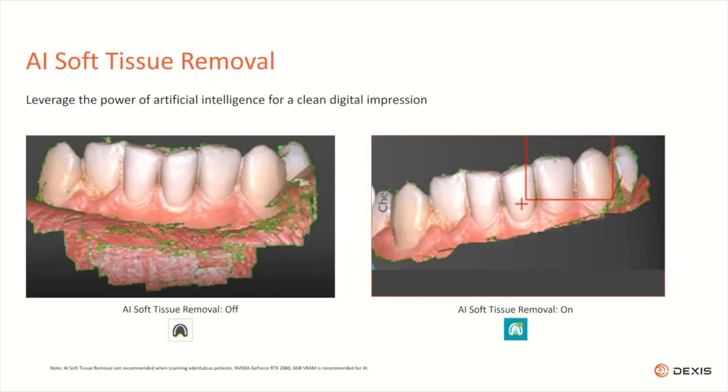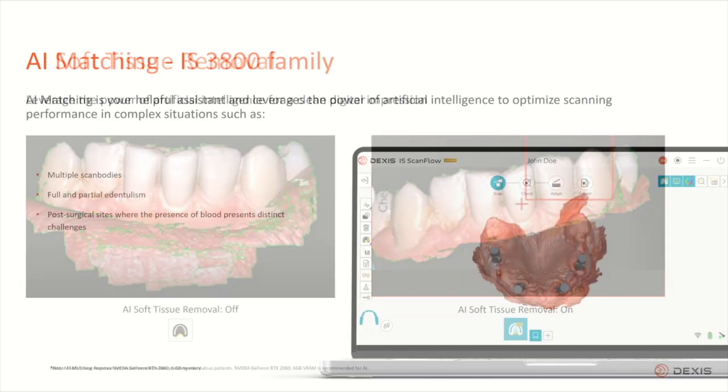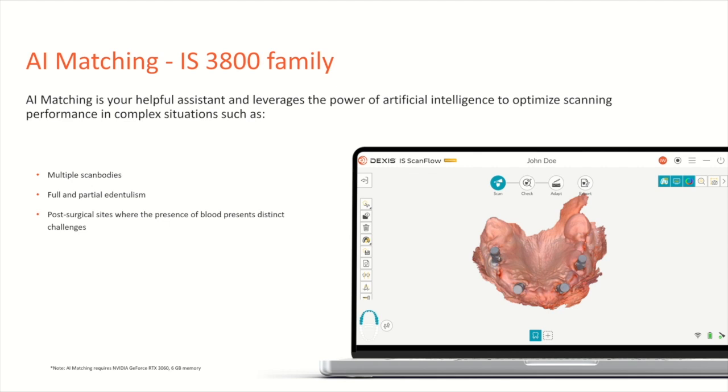Now, very shortly, about some functions that we offer in IS ScanFlow. There is AI soft tissue removal that helps to acquire scans without any areas that shouldn't be visible, such as our gloves or the patient's cheek or tongue. And there is also an additional function called AI matching, and this one has been improved in the latest software version, and it's a real help in case of scanning very complex situations in the patient's mouth.